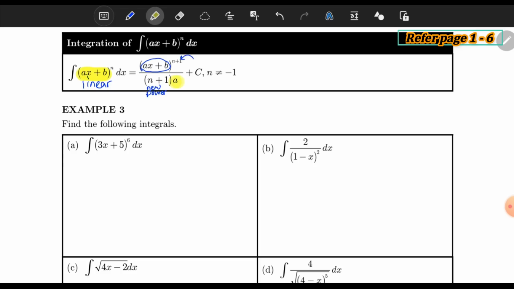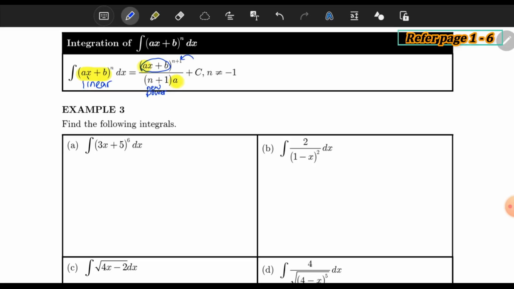How to get a here? A is the derivative of the linear function ax plus b. Differentiate ax plus b is a. So we have a, the coefficient of x, and plus c as usual. So we go to example number 3. Find the following integrals. Integrate (3x power of 5) power of 6.